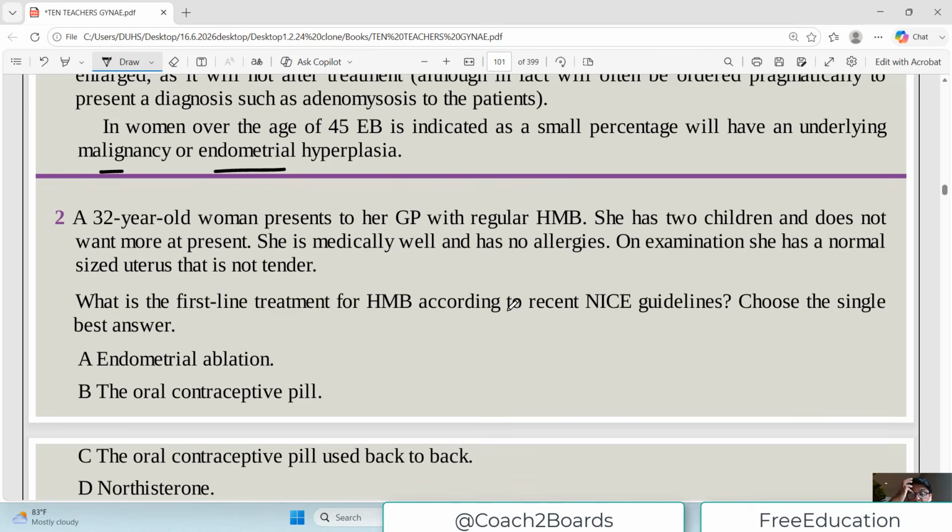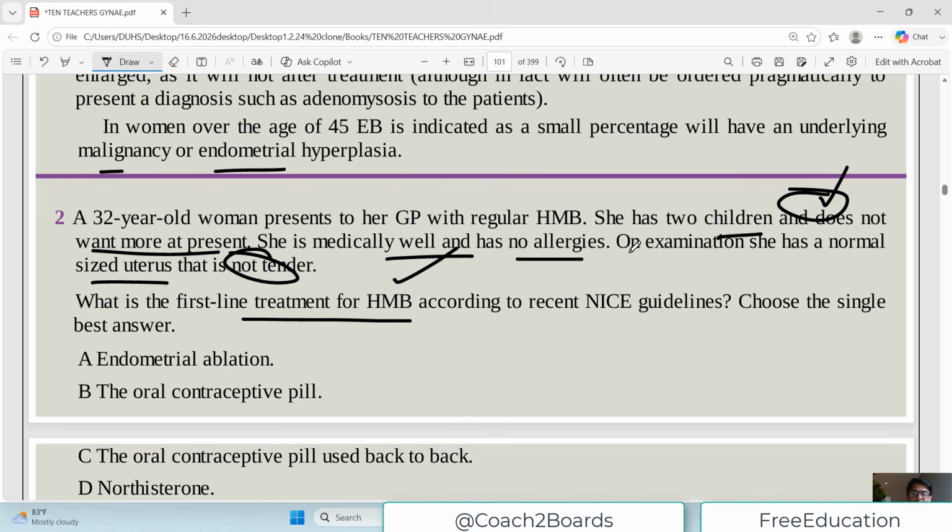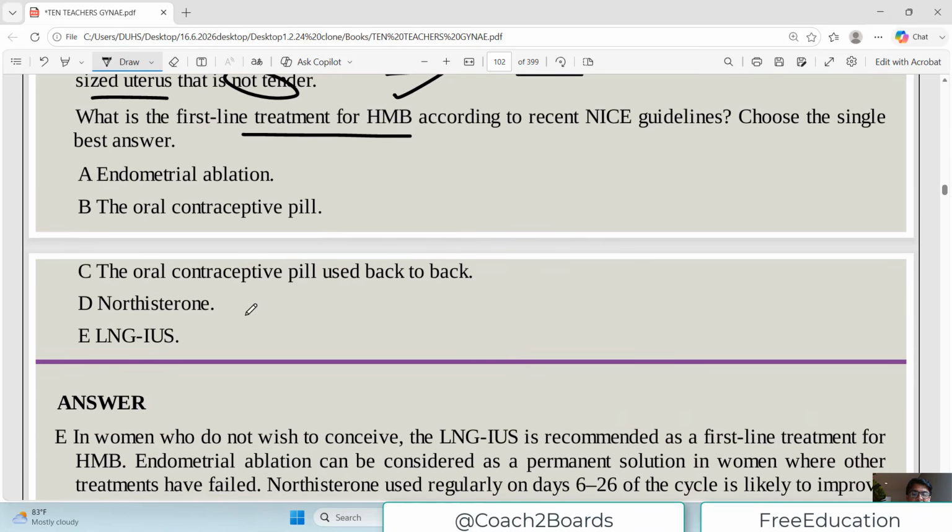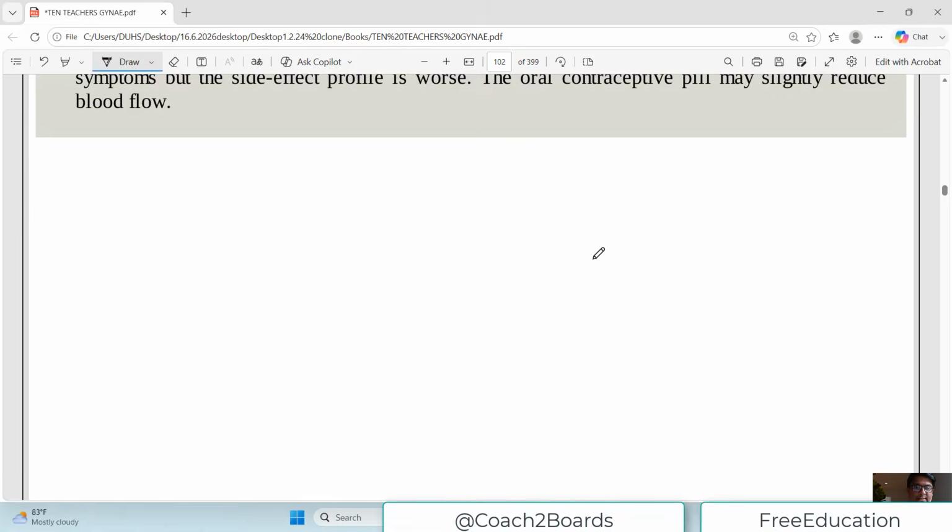A 32-year-old woman presents to her GP with regular heavy menstrual bleed. She has 2 children already and does not want more at present. This is an important point in the history, so if you have to decide on hysterectomy, for example, this gets it. She is medically well and has no allergies. On examination, she has a normal size uterus that is non-tender. What is the first-line treatment for heavy menstrual bleed according to the NICE guideline? First line, as you should know from our lecture, is LNG IUS, right?